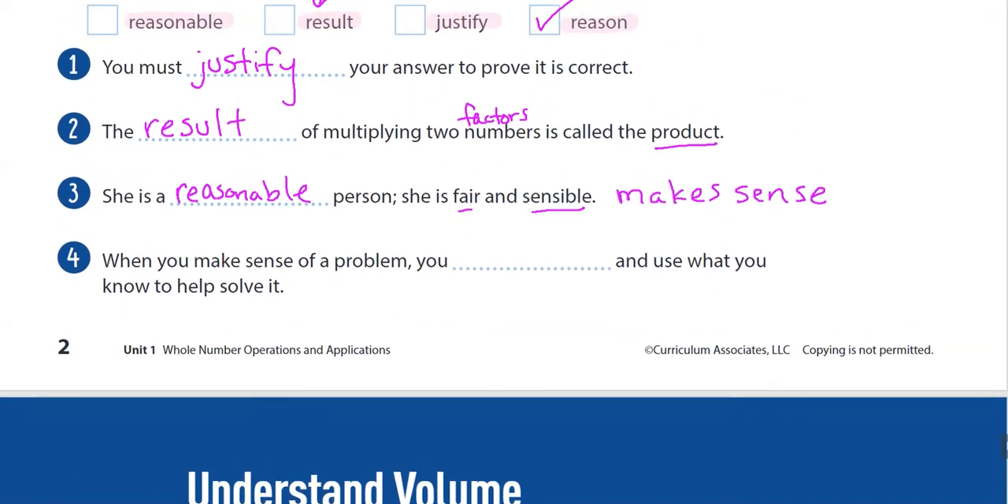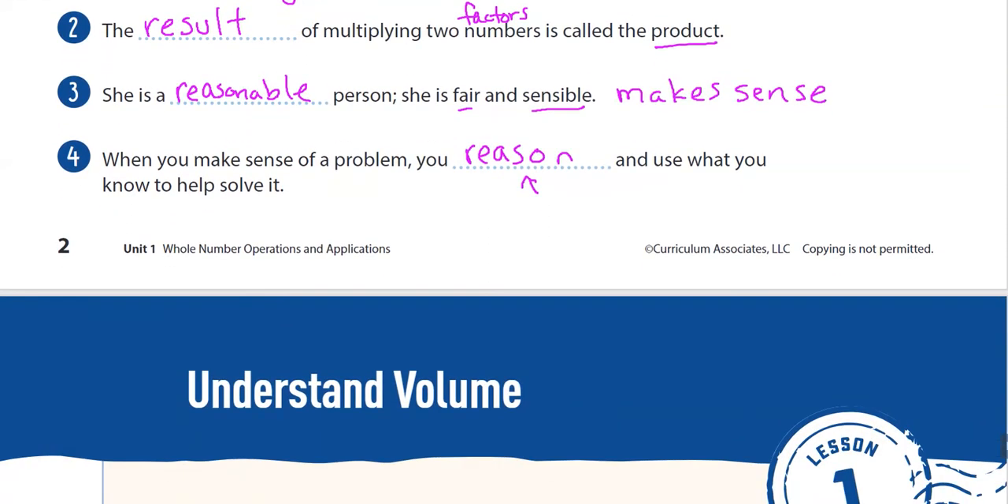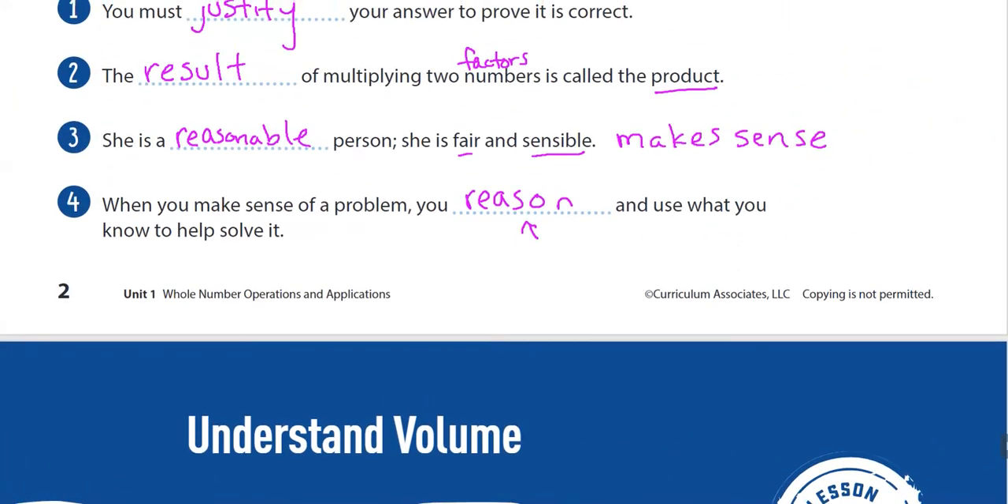When you make sense of a problem, you reason. So you were probably thinking of reason as a noun, like this is my reason for doing things. The reason that I ate all the cookies is because I felt like it. But this is reason as a verb. So what's another sentence I could use that in? Well, there's one right here. When you make sense of a problem, you reason, and you use what you know to help solve it. So it's an action in this case. You can have a reason, and you can reason as something you're doing. Okay, that's your little intro.